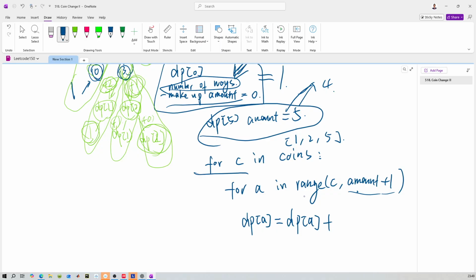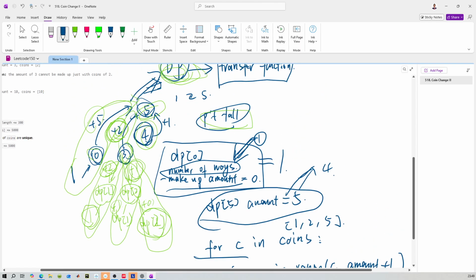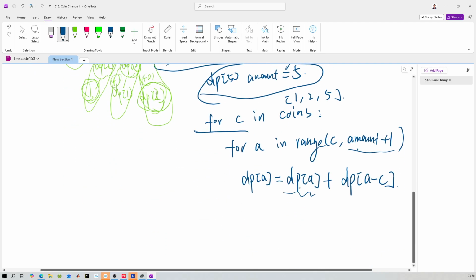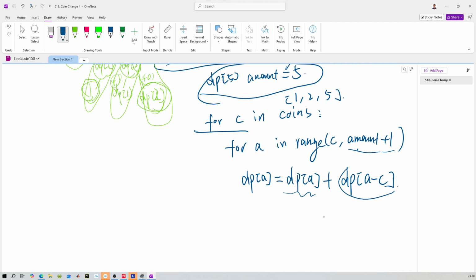And if we want to calculate the amount a, we write the transfer function, and it will be equal to itself plus the contribution from a minus c, right? That's exactly borrowing the idea we had here by solving 5. In this case, by solving amount a, we need to solve a minus c.